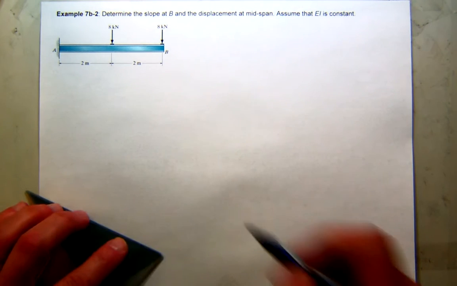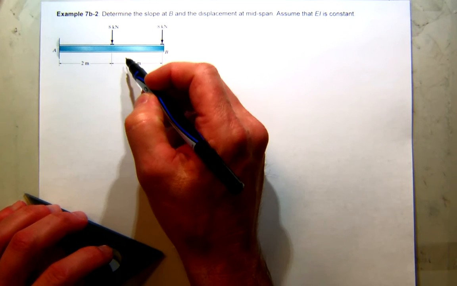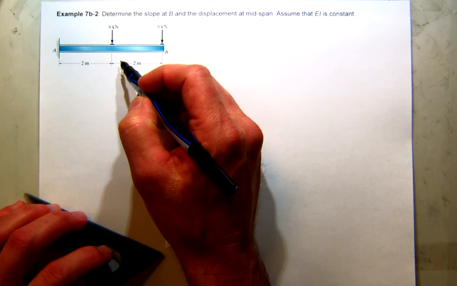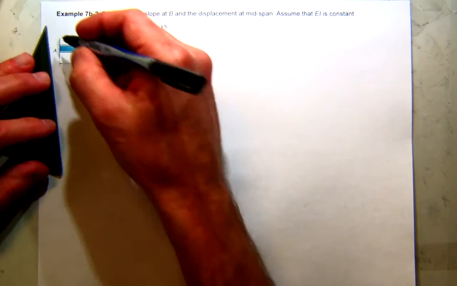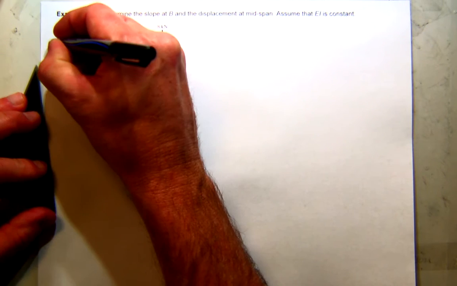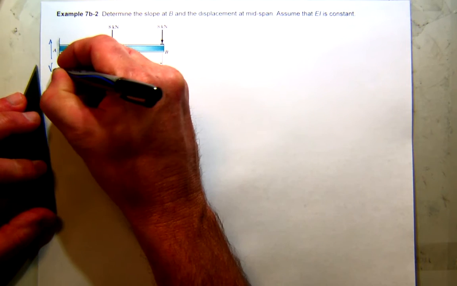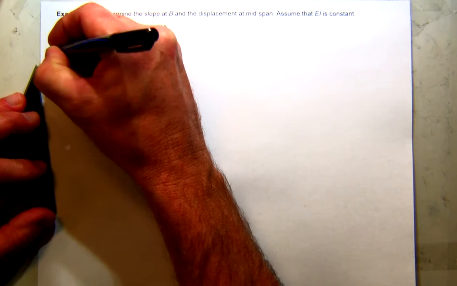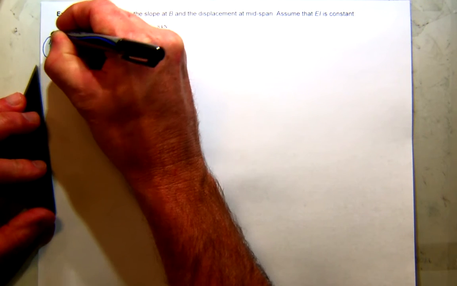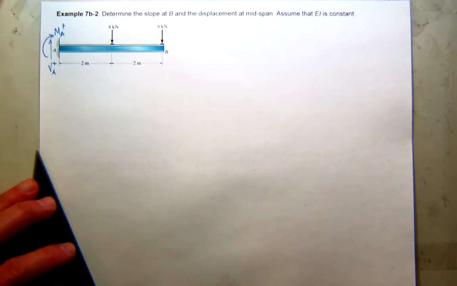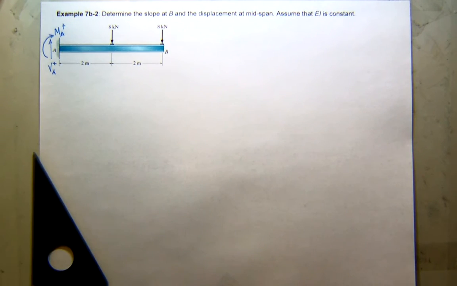So let's start first. The first step in conjugate beam is to come up with the moment diagram in the real beam. So I'll come over here at A, and I will assume positive shear force. Didn't give myself much room there, and a positive bending moment. And we're going to solve for those 2 values to get started.